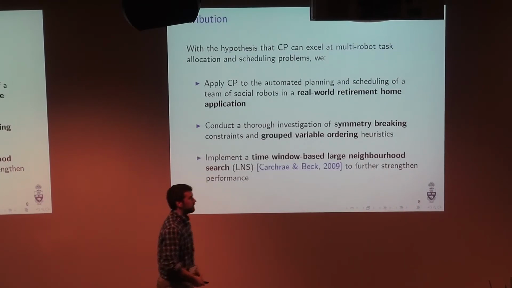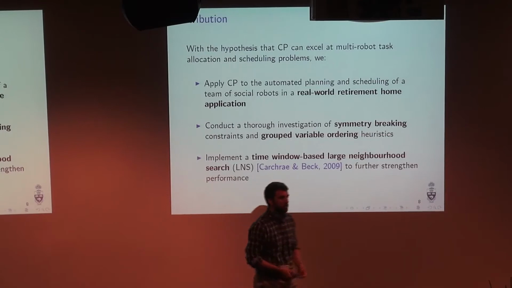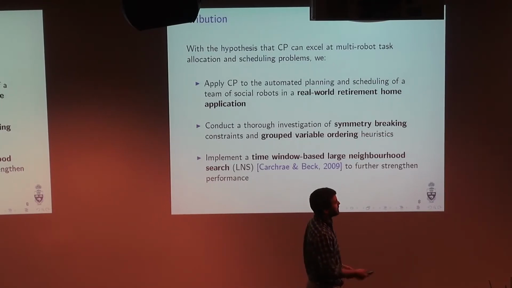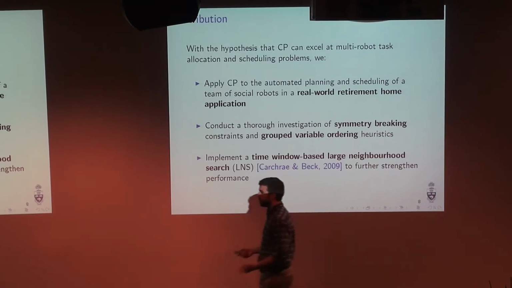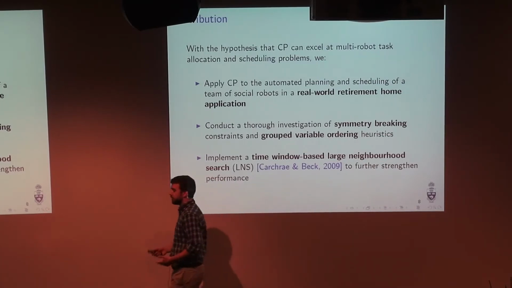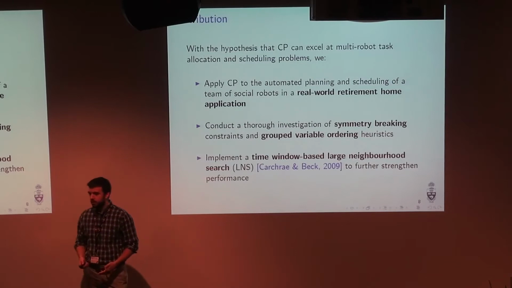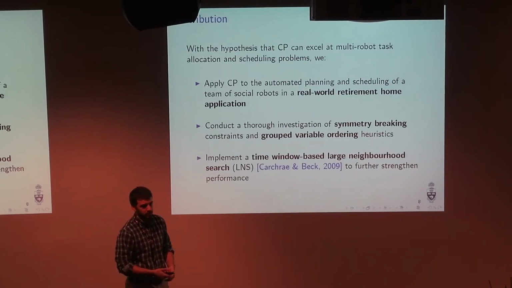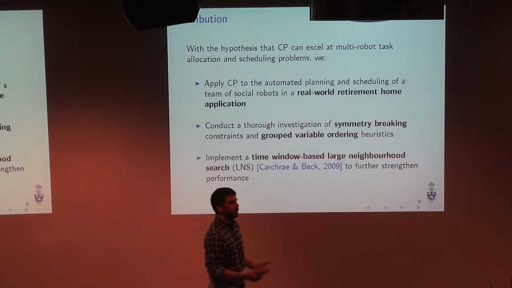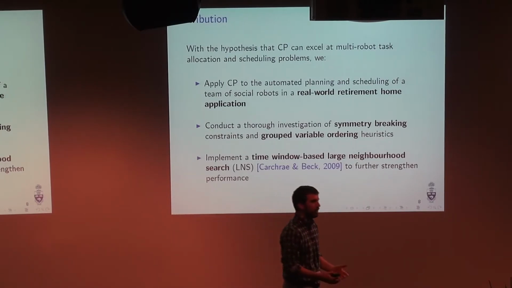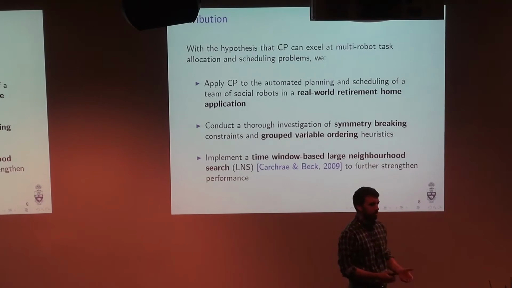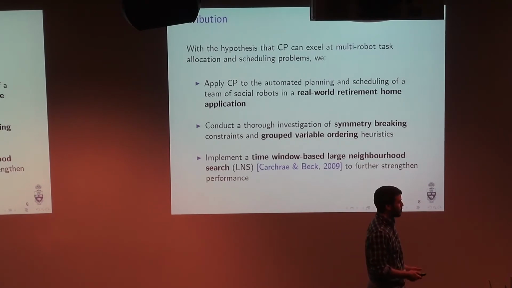All right, so the contribution. We hypothesized that CP can be useful for these types of problems. In this paper, we apply CP to the automated planning and scheduling of tasks within a real-world retirement home. We conduct a thorough investigation of symmetry-breaking constraints as well as group variable orderings. And then we also implement a time window-based large neighborhood search. Essentially, in real robotics applications, coming up with really good solutions fast is very, very important. And we think that constraint programming is a pretty decent approach for this type of thing.